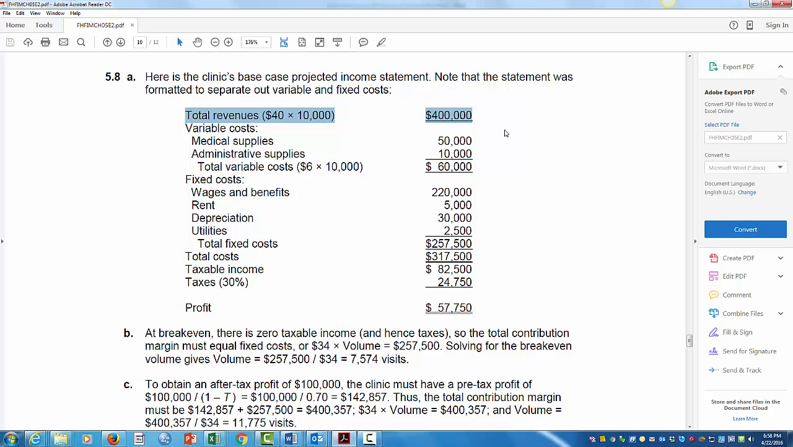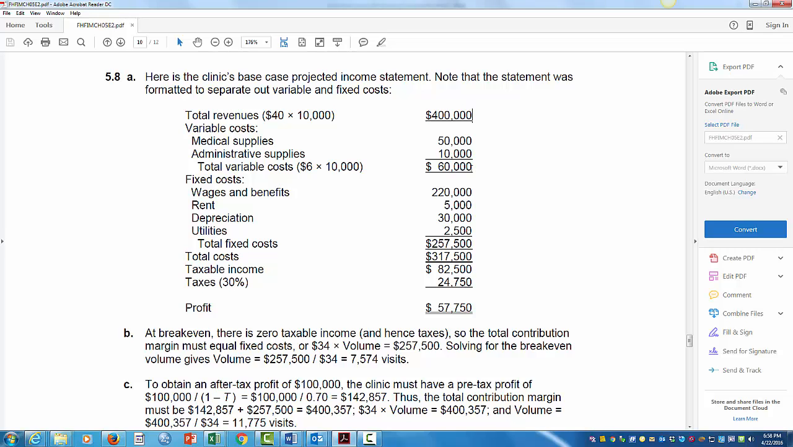So the first question asks to construct the base case, projected P&L statement. That's the profit and loss statement. Revenues are always at the head of the P&L, at the top. To calculate that, you're going to multiply the revenues for our 15,000 inpatient days times $1,000 per inpatient day, and that equals $15 million.